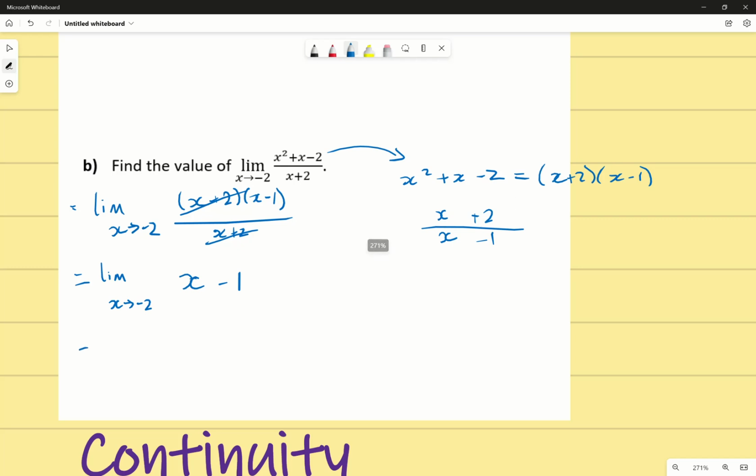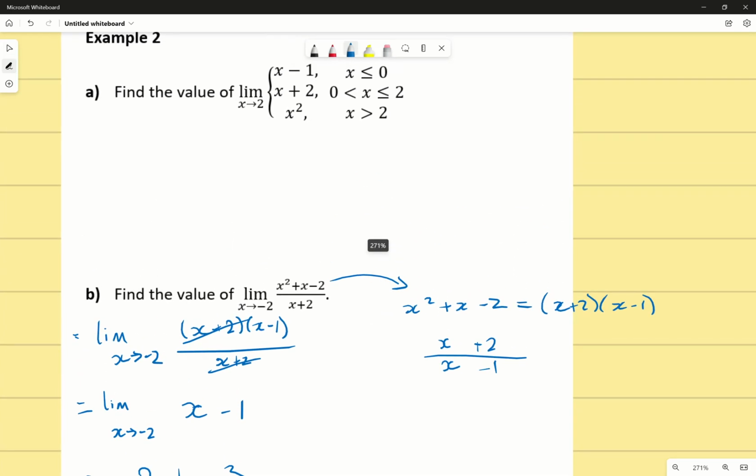Do I just leave my answer there? Good, substitute. So we're substituting x as -2. So we get -2 minus 1, which gives me -3 as an answer. Awesome. Oh, this is page 3 of your booklet, apologies. All right, now we're going to jump up to this one on top.